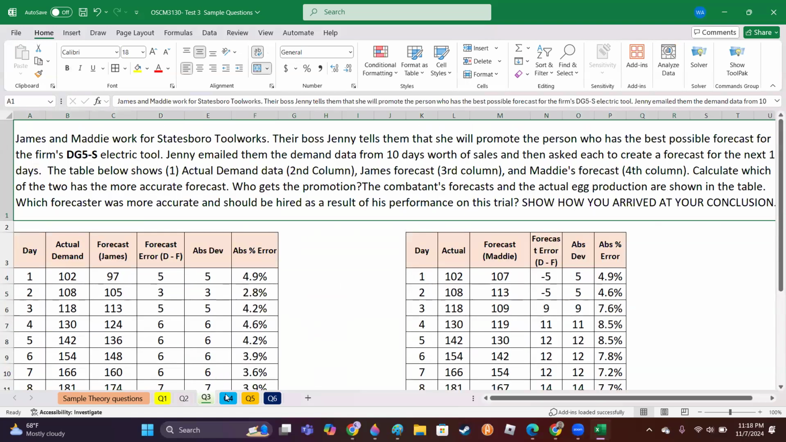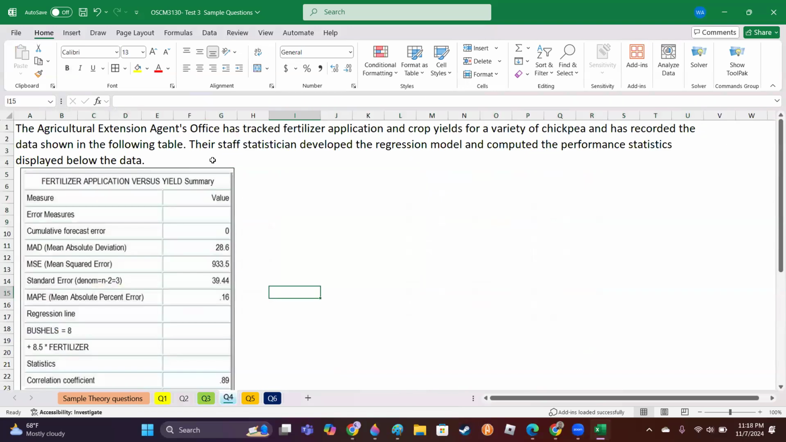All right, let's move on to question 4. So question 4 is about forecasting using regression, and this has to do with the regression line. Okay, the Agricultural Extension Agent's Office has tracked fertilizer application and crop yields for a variety of chickpea and has recorded the data in the table below.